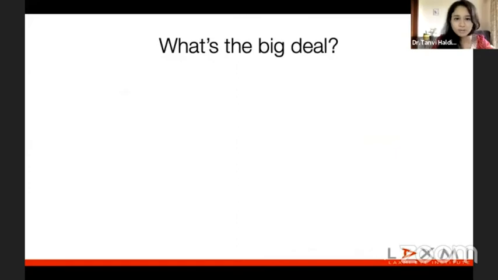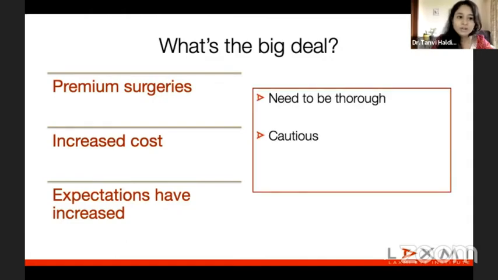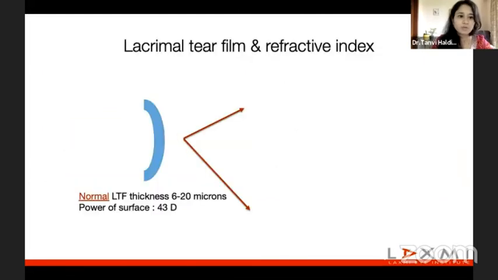But why do we need to look at dry eye? We were fine for so long. What's the big deal? So what has changed is the mindset of the patient as well as the surgeon. Technology has advanced so much that we're now chasing the 20/20 line. We have the sky to offer to the patient, and the cost of surgeries has increased, and so have the expectations. So this warrants a need for us clinicians to be very thorough, to be overcautious, to look for dry eye and take sometimes even preventive measures to avoid it.